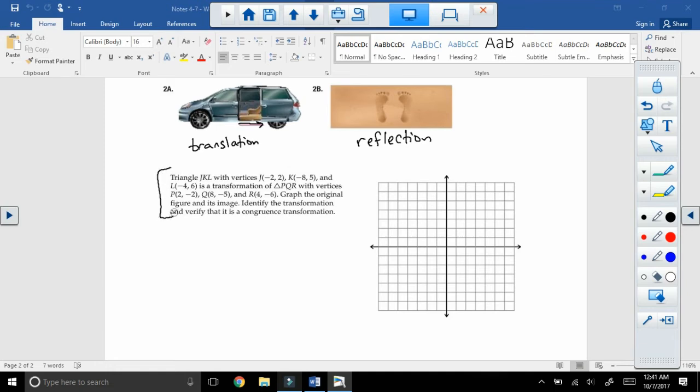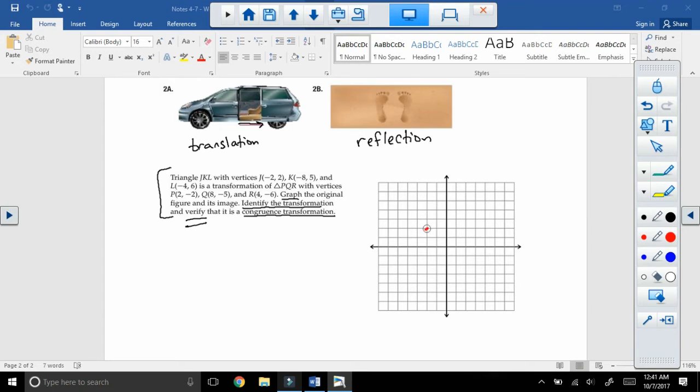For this information here, what it wants us to do is graph these. It says that we want to graph the original and its pre-image, identify the transformation, and then verify that it's a congruent transformation. So that's going to take the most work. The graphing part's not too bad. I'll go ahead and work on that real quick.